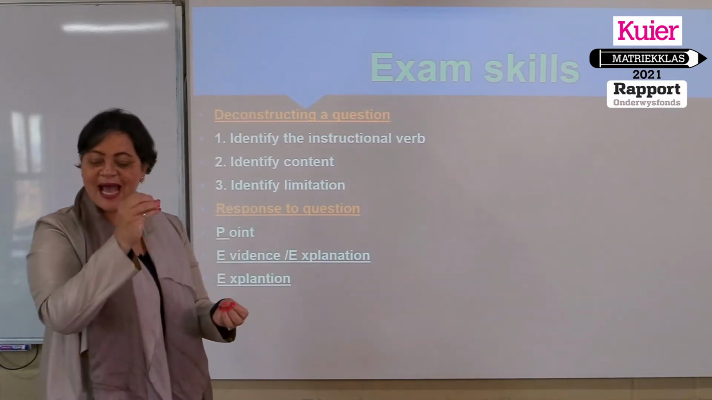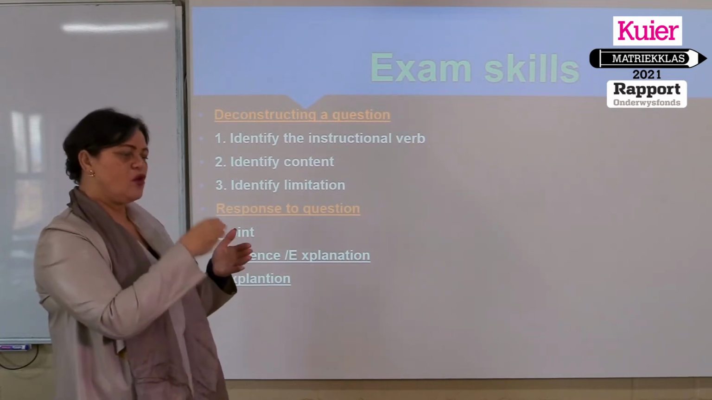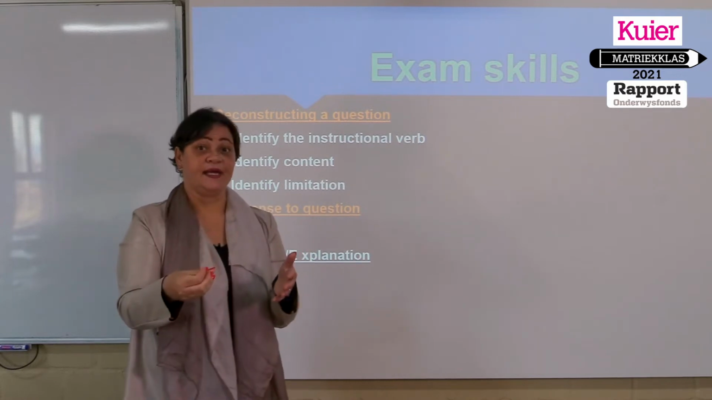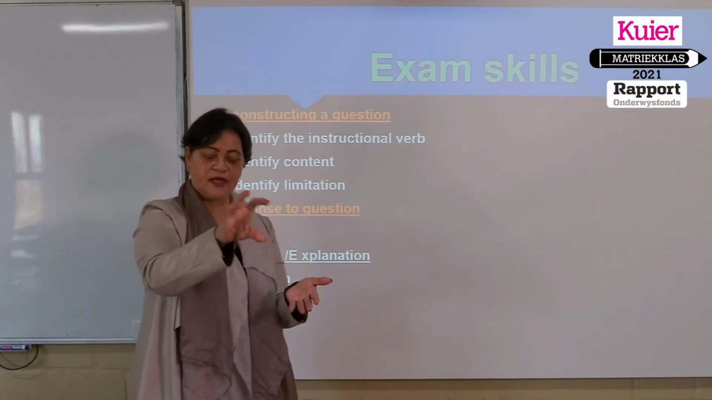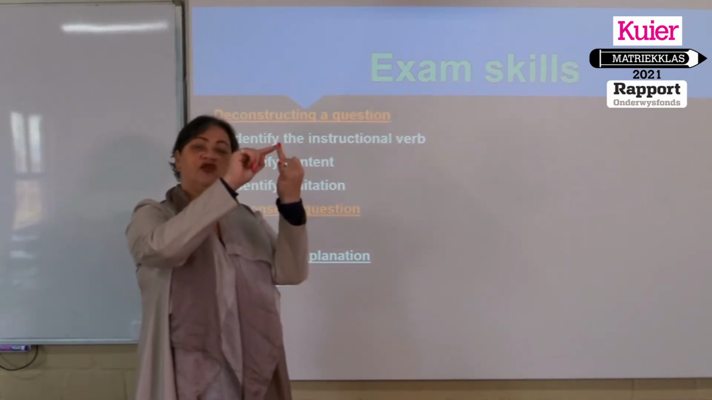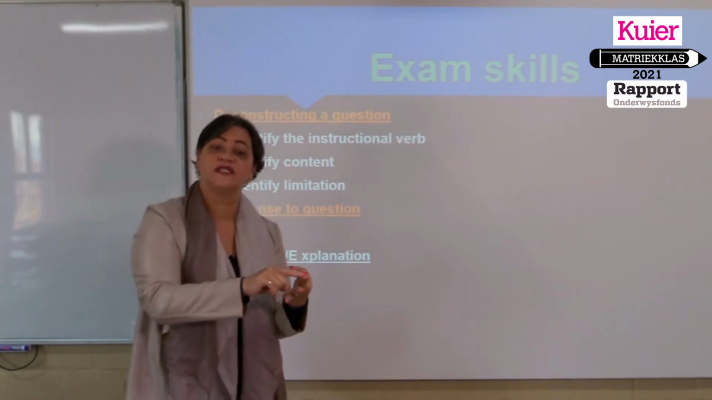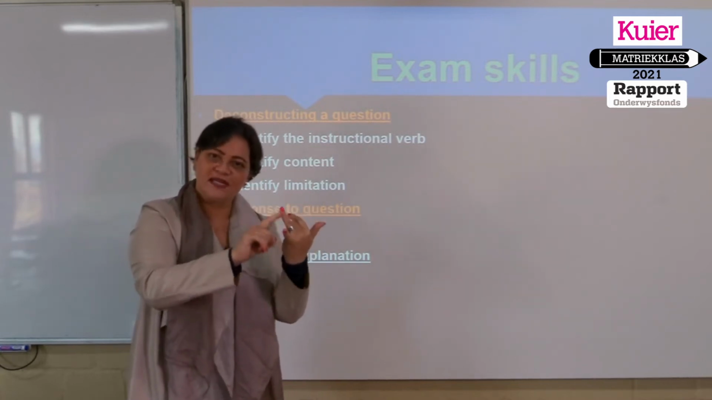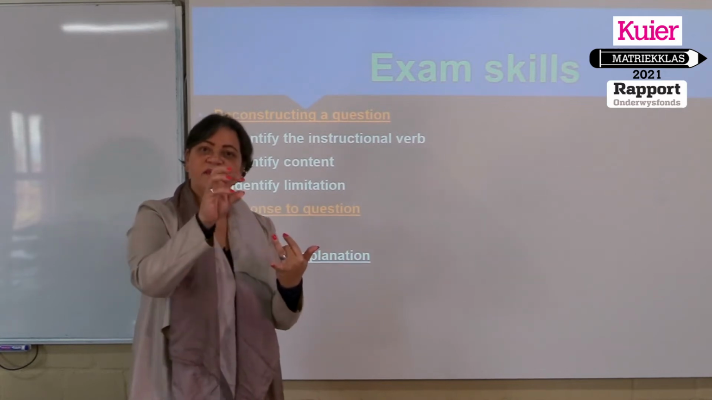Then you must identify your content. So, if your question says look at line 9, then that is your limitation. You must go to those 3 things. You need to first identify the verb. Then you need to know the content. What is the question about? Then you need to know the limitation. Where must you go and look for the answer? So, if the question says go to line 9, then that is your limitation. You must take that into consideration. Your content will then be found there.